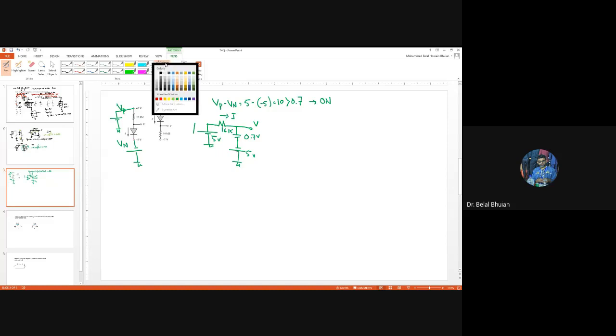If you want to apply KVL, always make it a habit to put the sign, polarity. So current is flowing from left to right, plus, minus, plus, minus, minus, plus. If we apply KVL, then we get minus to plus: 5 plus 5 minus 16I minus 0.7 plus 5 equals 0. So you're going to get some value of current that I'm not going to do.